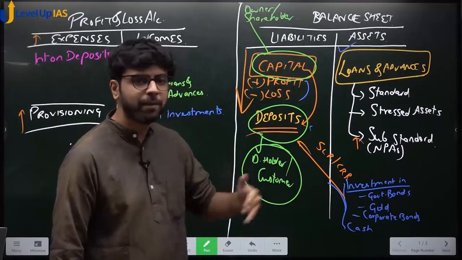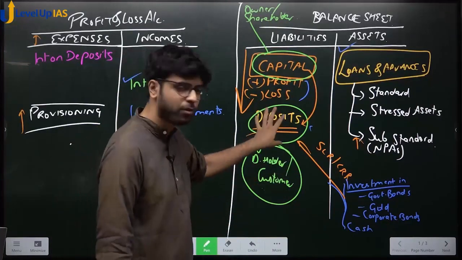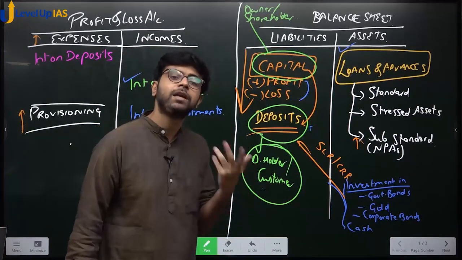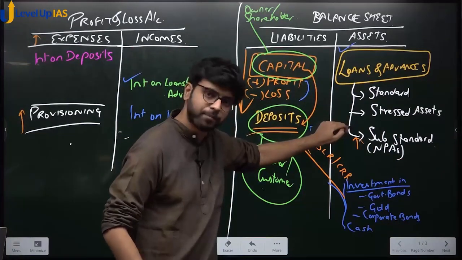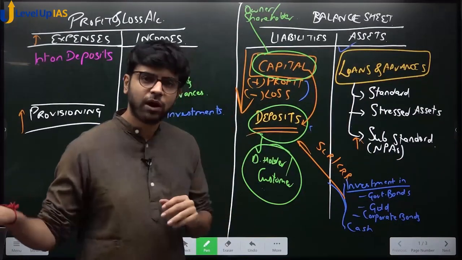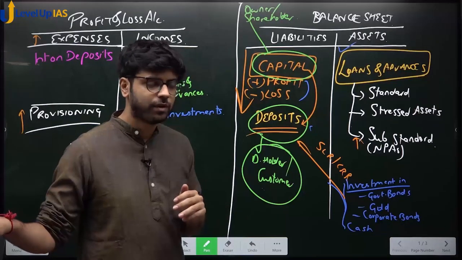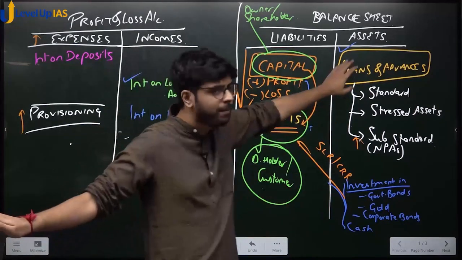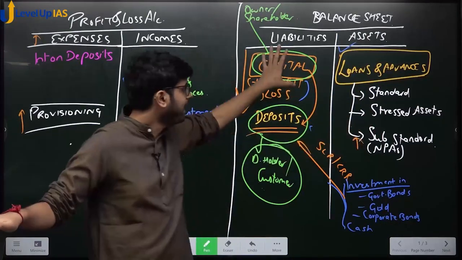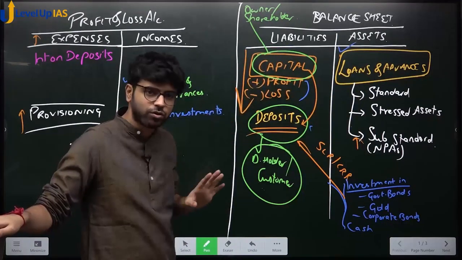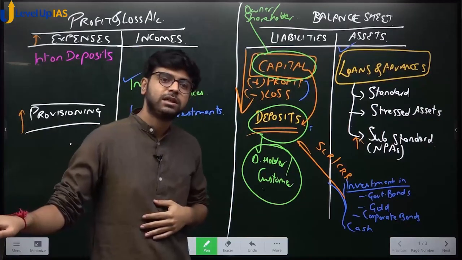Why is the owner required to pay more money into the business to pay deposit holders? Why did this requirement come? Why did this situation arise? Because this turned NPA. Yes or no? So the owner is now saying that the more I grow my business, the more chances of NPAs, the more ultimately I have to pay back into the business. Yes or no? Government also saw this.